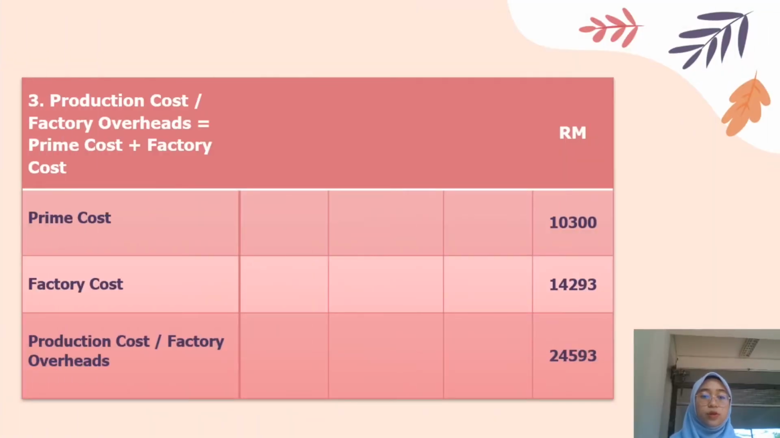For the next one, which is production cost, or what we know as factory overhead, we take prime cost and factory cost together and we total up, and the total production cost that we get is 24,593 ringgit.